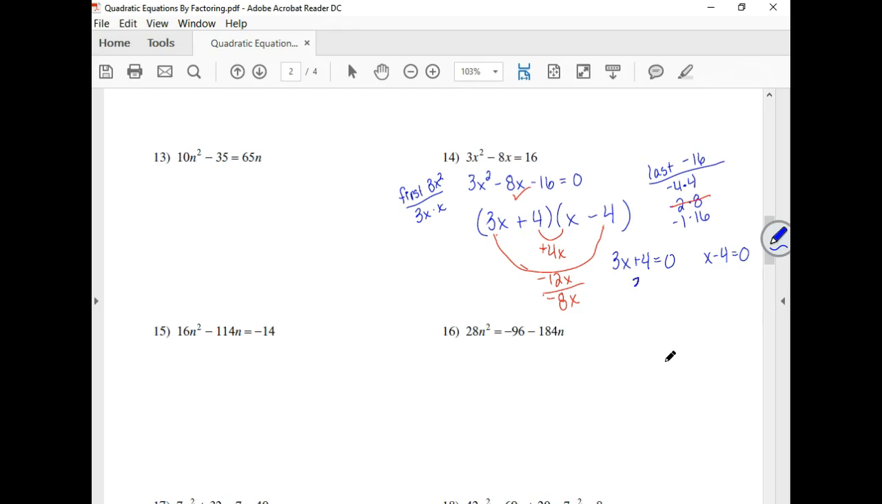So over here I'll solve. I'll get 3x equals negative 4. I'll divide by 3. So I get x equals negative 4/3. That's one of my answers. And over here I'm going to add that 4, so I'll get x equals 4. And there is my other answer.